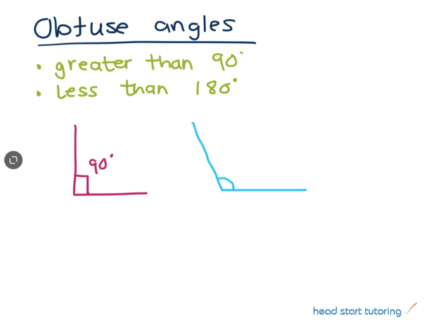So let's list some examples here of obtuse angles. It has to be greater than 90 but less than 180. So like what we saw earlier, 91 degrees is an obtuse angle. It could also be 179 degrees. It could be 150 degrees, and so on, as long as it is greater than 90 degrees but less than 180 degrees.